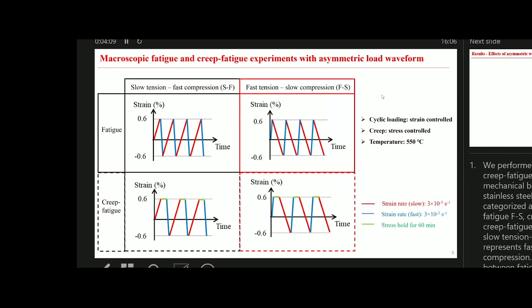We set two orders of difference in the strain rates during the loading and the unloading. The strain rate is 3 times 10⁻⁵ per second for the slow loading, and the fast loading is 3 times 10⁻³ per second. And the creep we introduced in the fatigue is 60 minutes per cycle.